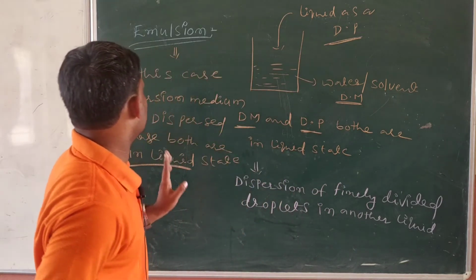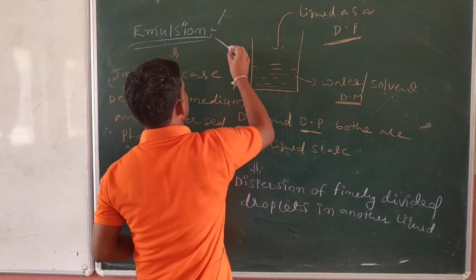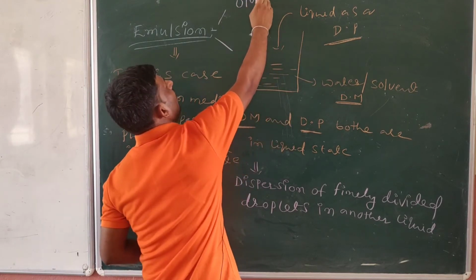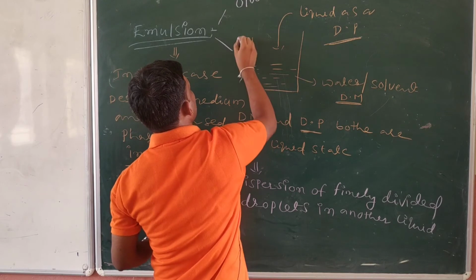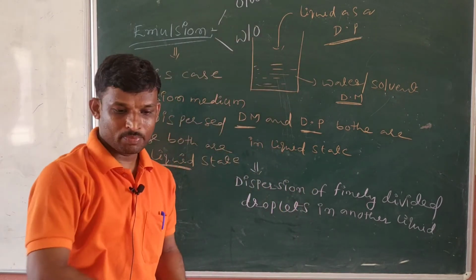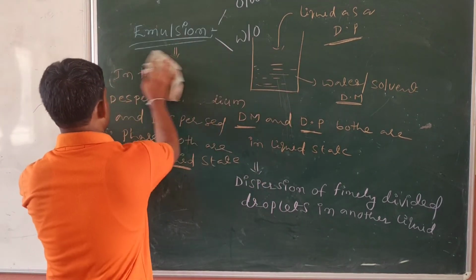Generally, emulsions are of two types, sir. What are they? First of all, I will write oil in water type. Second one, water in oil type. These are the two types. How many types, sir? Two types.